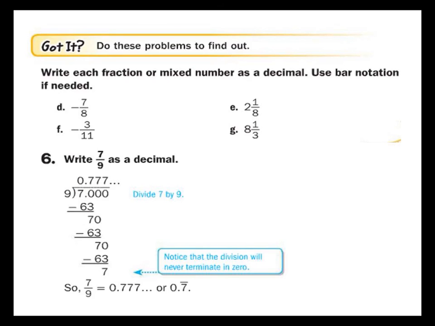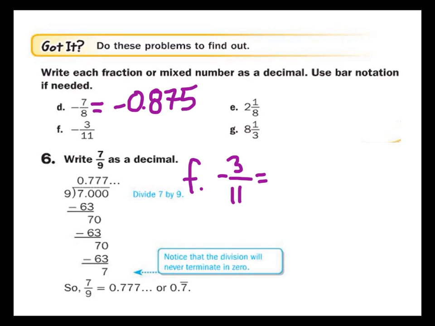Now try these 4. Turn these fractions into decimals. And if they repeat, then use bar notation. In the meantime, let's look at D. What did you guys get for D? Negative 0.875. Very good. Excellent. And what about E? Yeah, Sierra? 2.125. Very good.